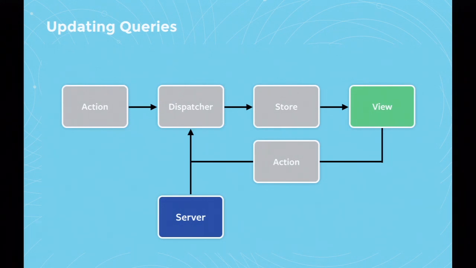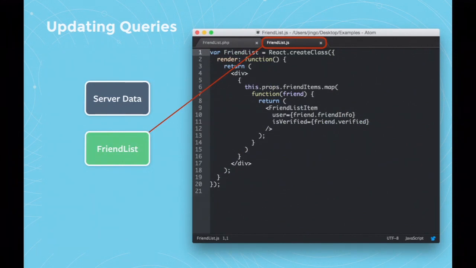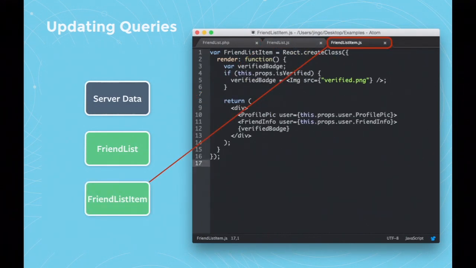Well, here's what my text editor looks like. I have a server payload here where I need to make sure that new field is being fetched. I also have to change FriendList, which is the parent for FriendListItem, to make sure that it's actually passing that new field down to FriendListItem. And I finally can change FriendListItem so that it's actually using that new data.